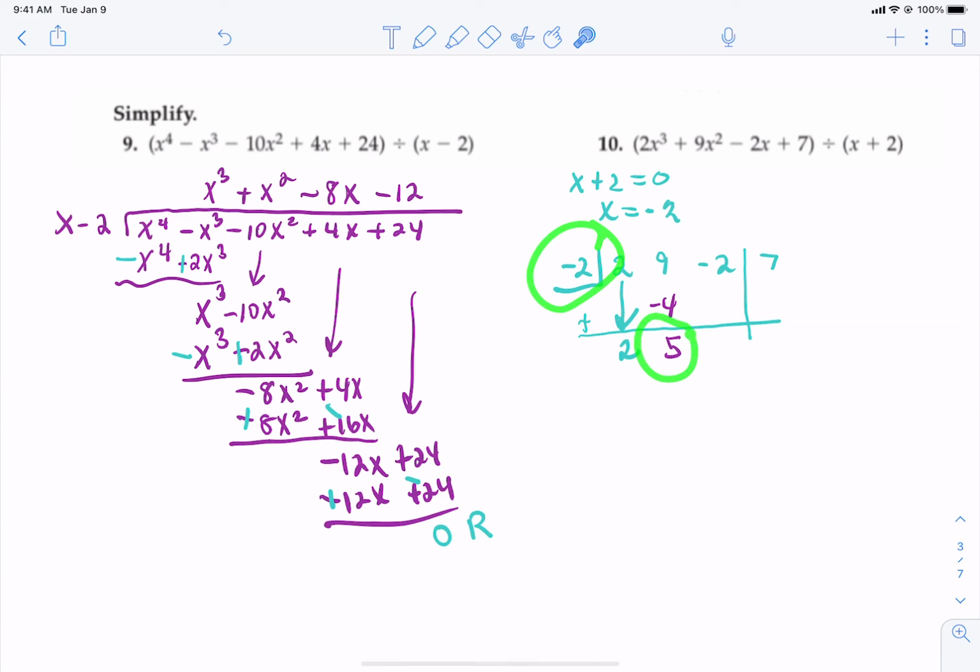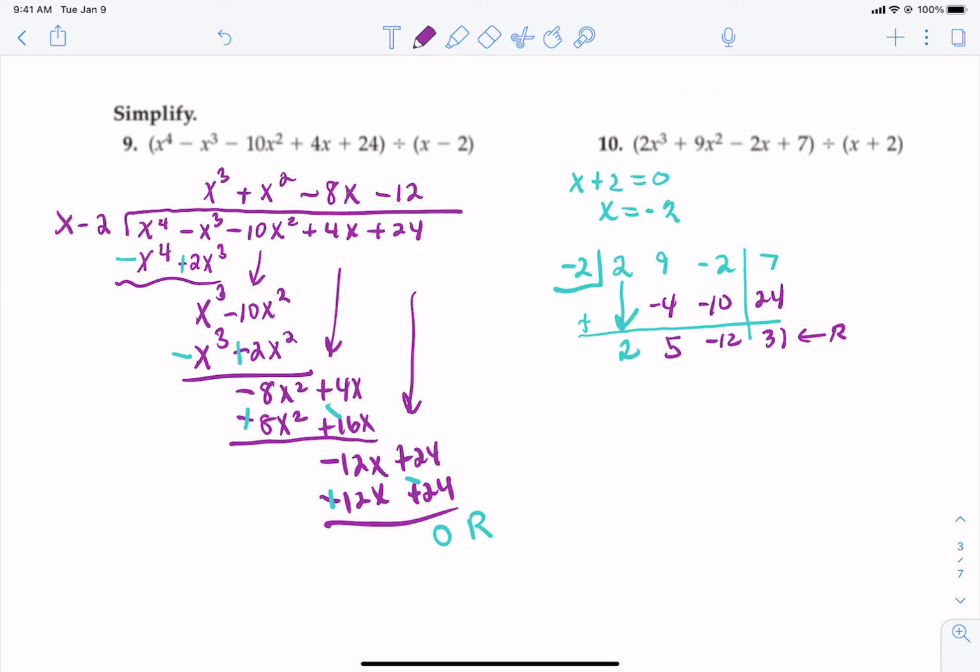We're going to multiply, write it down, add them up. We're going to multiply, write it down, add them up. Okay? Now, the spot in this corner is our remainder. So we do have a remainder for this one.